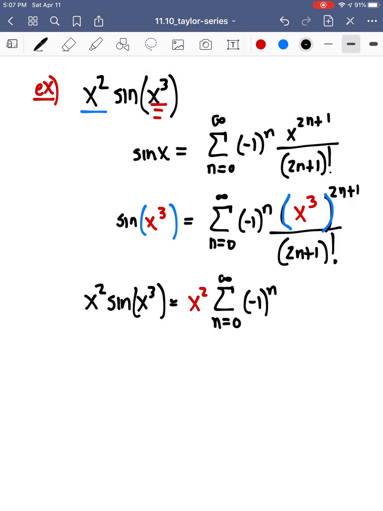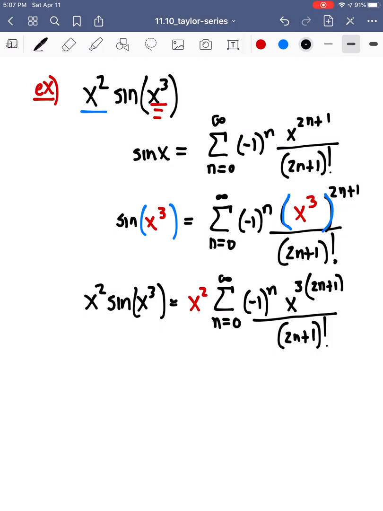And let's do a little bit of algebra on this series. We have an x cubed raised to the 2n plus 1. And since we're raising a power of x to another power, we get to multiply the powers together. So this is really an x to the 3 times 2n plus 1 all over 2n plus 1 factorial.